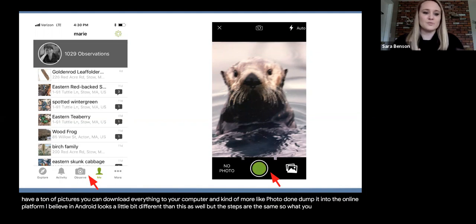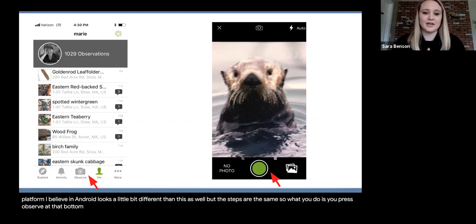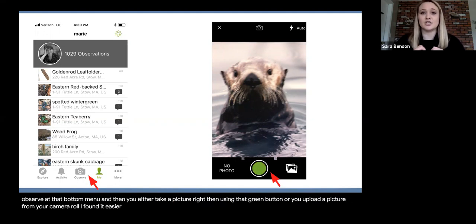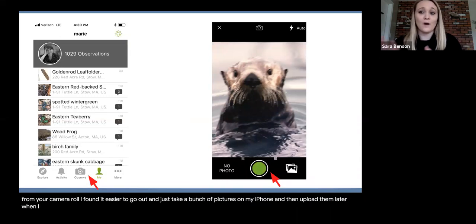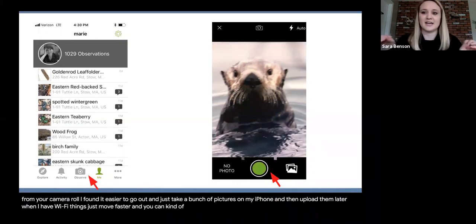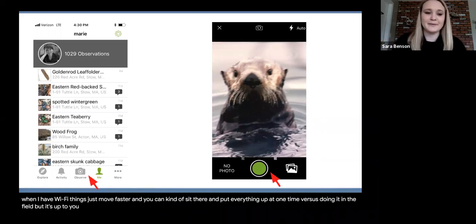So what you do is you press observe at that bottom menu, and then you either take a picture right then using that green button, or you upload a picture from your camera roll. I found it easiest to go out and just take a bunch of pictures on my iPhone and then upload them later when I have Wi-Fi. Things just move faster and you can sit there and put everything up at one time versus doing it in the field, but it's up to you how you want to do it.